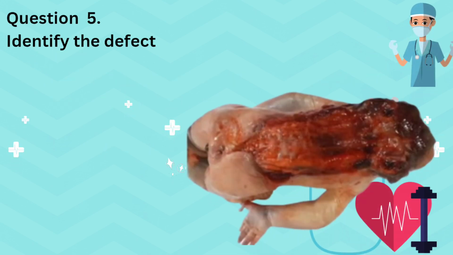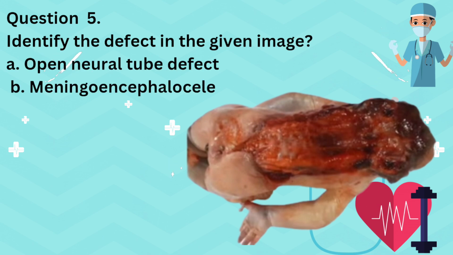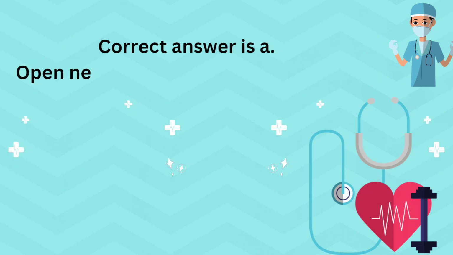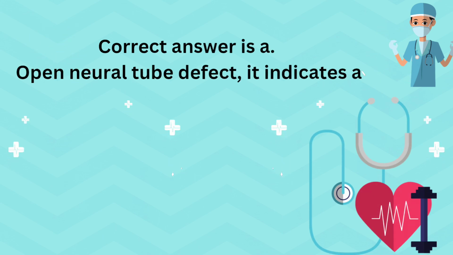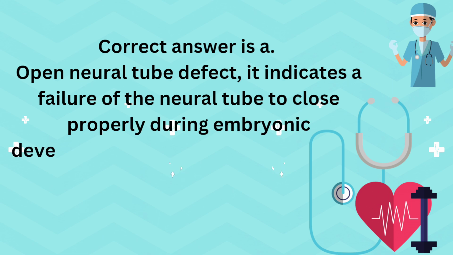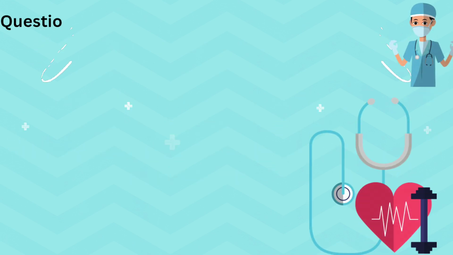Question 5. Identify the defect in the given image. A. Open neural tube defect. B. Meningoencephalocele. C. Occult spina bifida. D. Encephalocele. Correct answer is A. Open neural tube defect. It indicates a failure of the neural tube to close properly during embryonic development, often leading to exposed neural tissue.